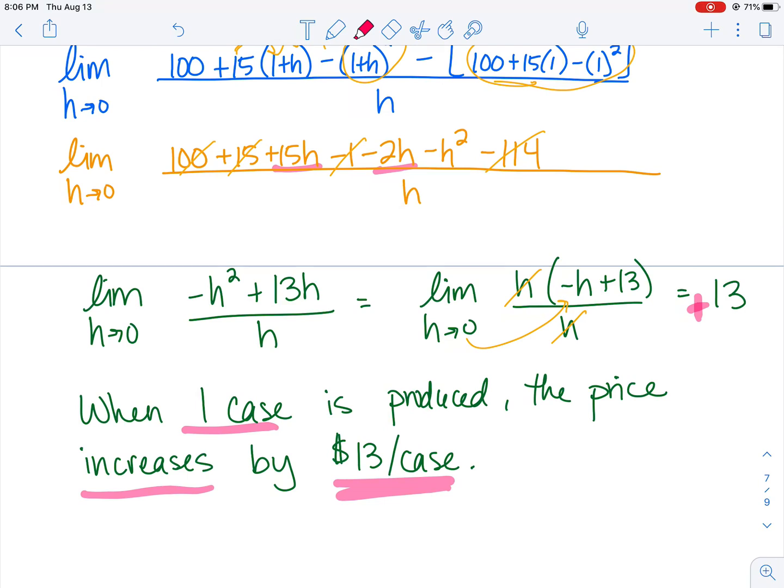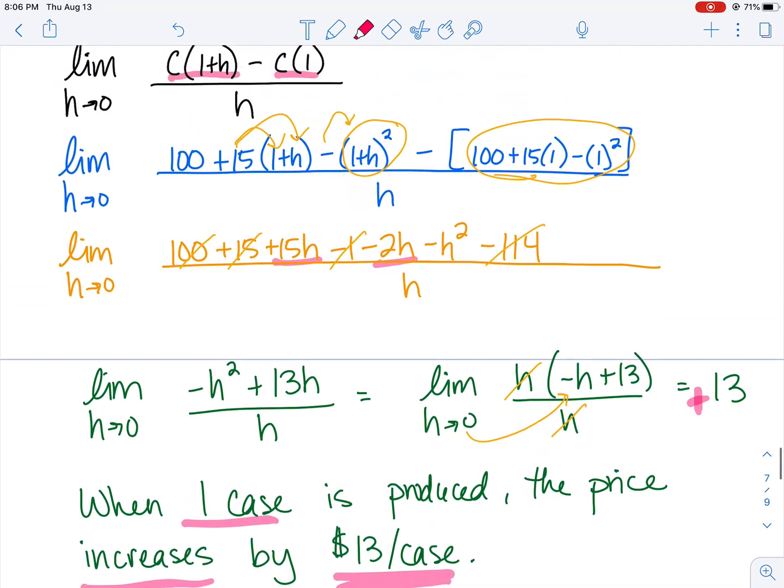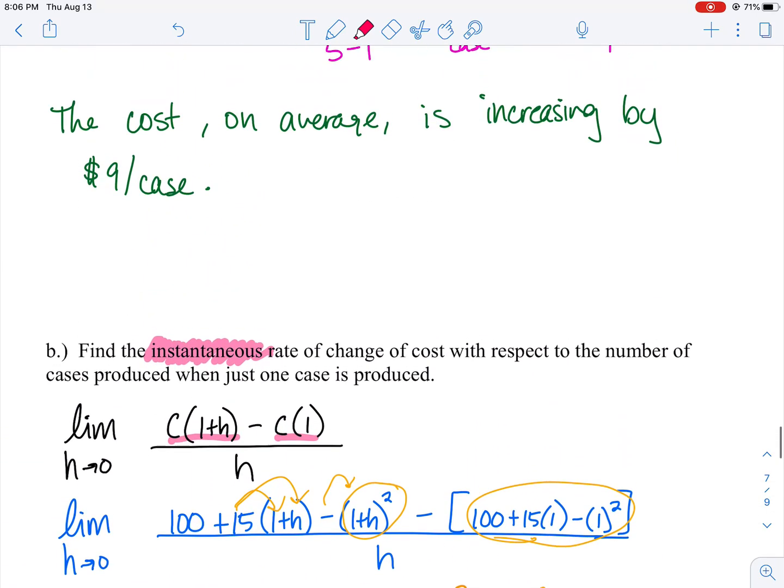Remember, that doesn't mean that my price is $13 per case. That means my price is increasing by $13 per case when I make or produce this 1 case. Okay? So a little bit of a difference there, so be careful with your wording on that. When 1 case is produced, the price is increasing by $13 per case. All right, make sure you do enough of those practice problems with your average rate of change and your instantaneous rate of change, making sure you're showing all of your work just like I've done in these examples, and you can write me a sentence with the 3 things that we're looking for.